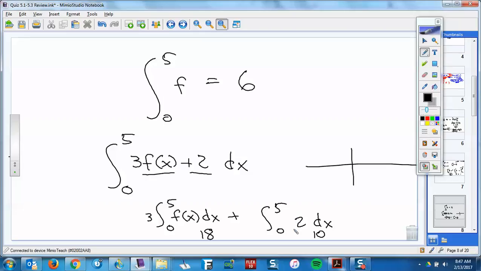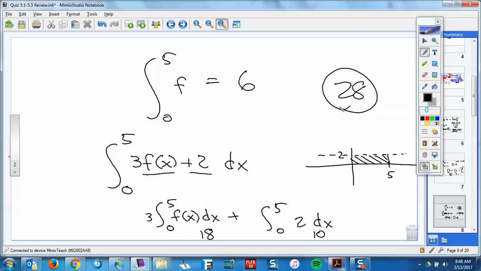What's the graph of 2 look like from 0 to 5? 2 times 5 is 10. It's not just 2, it's the area under 2 from 0 to 5. You could also think of this as shifting up 2. We talked about that. If you shift the graph up, you gain a strip of area that's 2 tall and 5 wide, which is 10. So 18 plus 10 is 28.